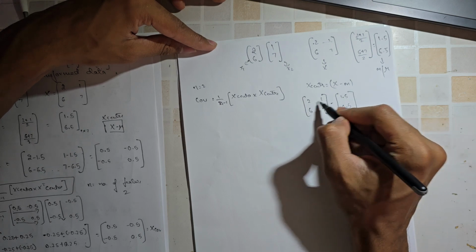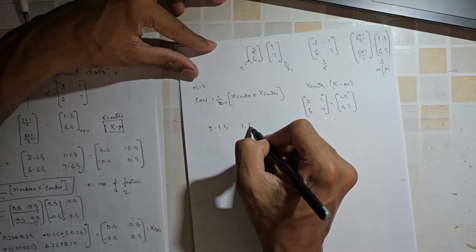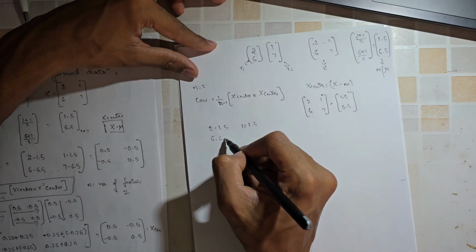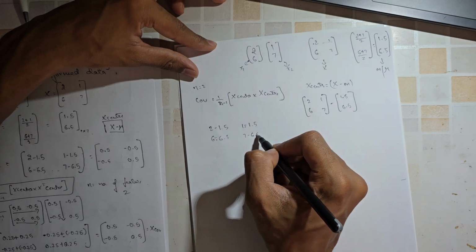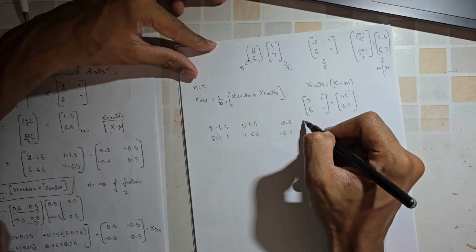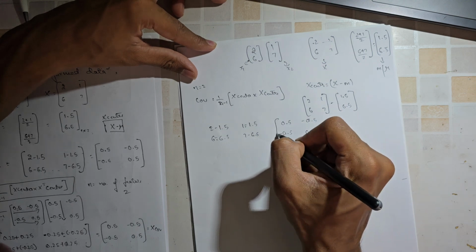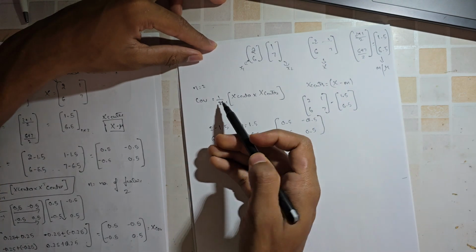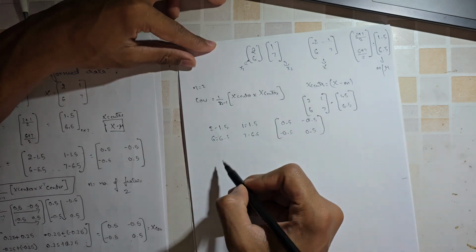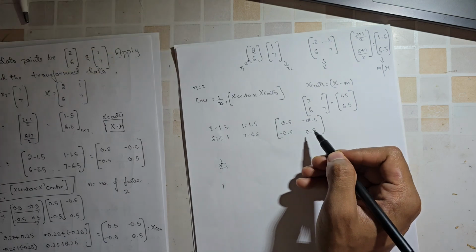So this value will be subtracted for both values. So it will be 2 minus 1.5, 1 minus 1.5, 6 minus 6.5, 7 minus 6.5. You will get values like 0.5, minus 0.5, minus 0.5, 0.5. Now what you have to do? 1 divided by n minus 1, this into this again. N is 2, 2 minus 1 is 1, so 1 by 2 minus 1 is nothing but 1 again. You have to multiply this 2 times.